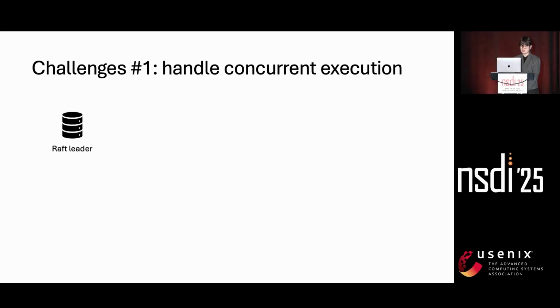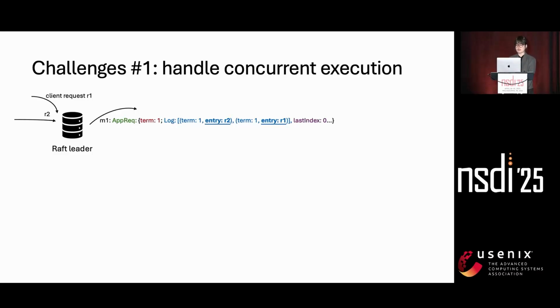Here is an example of concurrent execution we observed. Suppose the leader received two requests, R1 and R2, concurrently from different clients. Then it appends them to its log and broadcasts a penalty request to other nodes, trying to commit them. Then it further receives another client request R3. Similarly, it appends R3 to its log and broadcasts a penalty again.